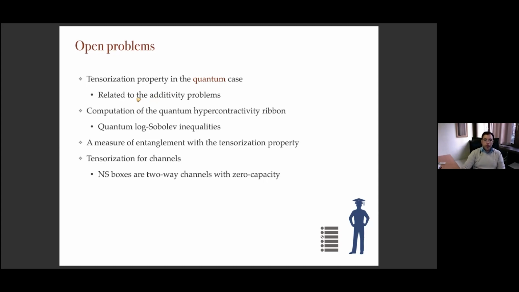Because we have lots of additivity problems and additivity conjectures in quantum information theory, similarly we have lots of tensorization type questions in the quantum case. The other thing is that, as I said, computing the hypercontractivity ribbon in general is a hard problem, but there are some tools in the classical case for computing it, in particular the log-Sobolev inequalities. In the quantum case, log-Sobolev inequalities are also useful tools for computing these hypercontractivity ribbons. That's why quantum log-Sobolev inequalities are another subject of interest for me.